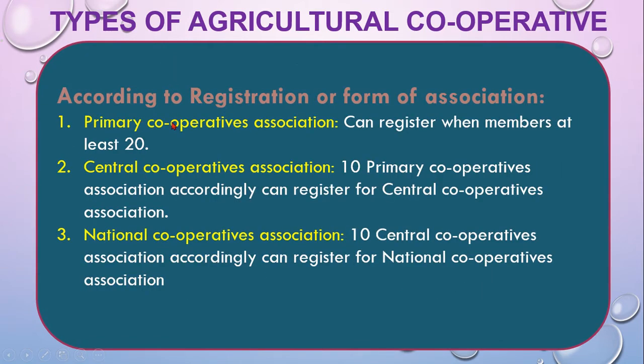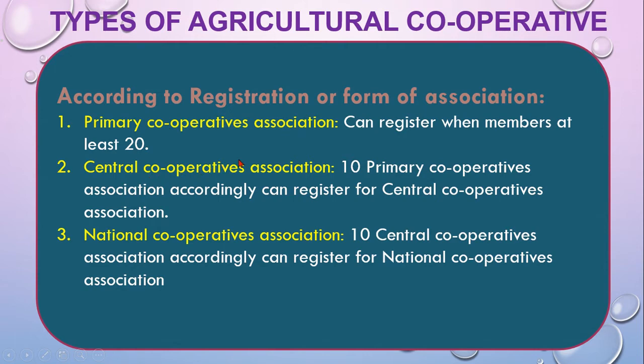Next one is according to registration of the association. That means according to the registration, the farmer cooperative association will be of three types. The first is the primary cooperative association, in which only 20 members join this cooperative association.